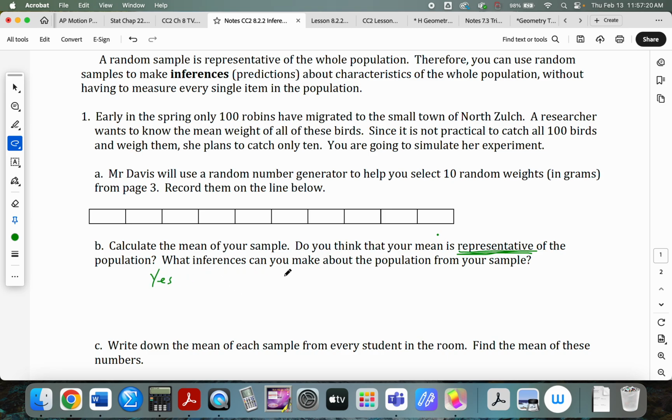What inferences can you make about the population from your sample? So the mean of the population is likely to be near, and then write down whichever one you did first.